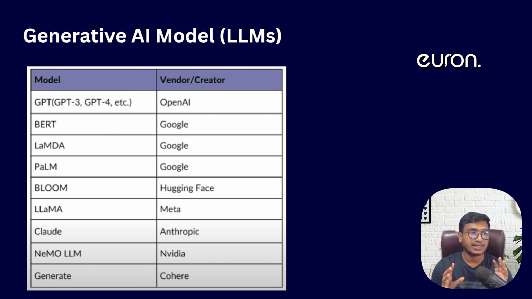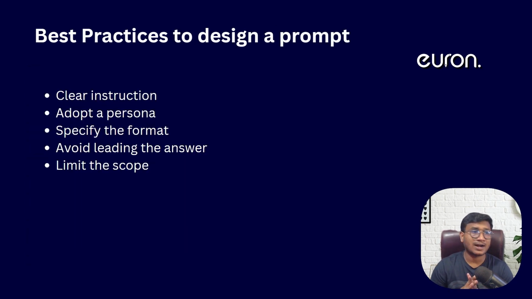I think now it is clear why prompt engineering is super important, and why, whenever you use any kind of large language model, you have to use prompt engineering techniques, that is, why you always have to give the correct prompt. Now let's learn some best practices to design a prompt. If you want to design the best prompt for the large language model, you have to keep some points in your mind.